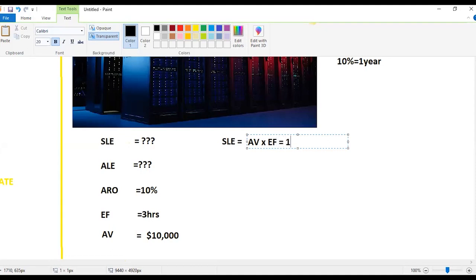So asset value 10,000 times exposure factor 3, which is $30,000, right, sir?